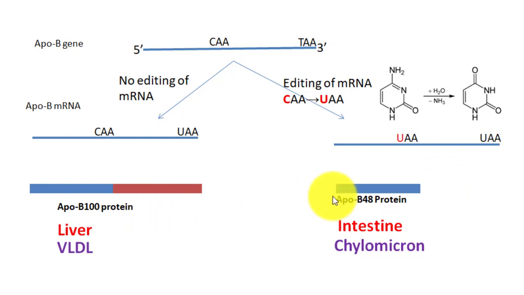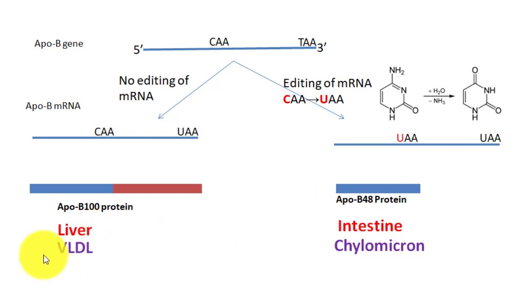One very significant thing about B48 is that because it does not have this carboxy terminal, it cannot act as a ligand of the receptor in liver. So B48 functions only as an integral part of chylomicron. It only performs the function of carrying lipid. It does not help in receptor docking.